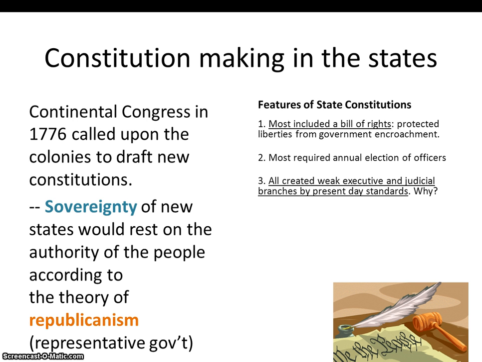Why would they do that? They had a very big fear of a strong central government. They had had their rights squashed, and they really were wanting to make sure that didn't happen again.